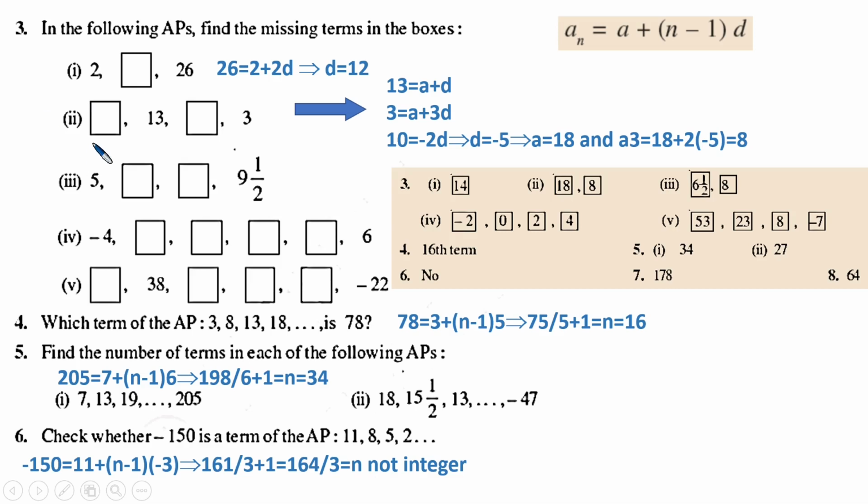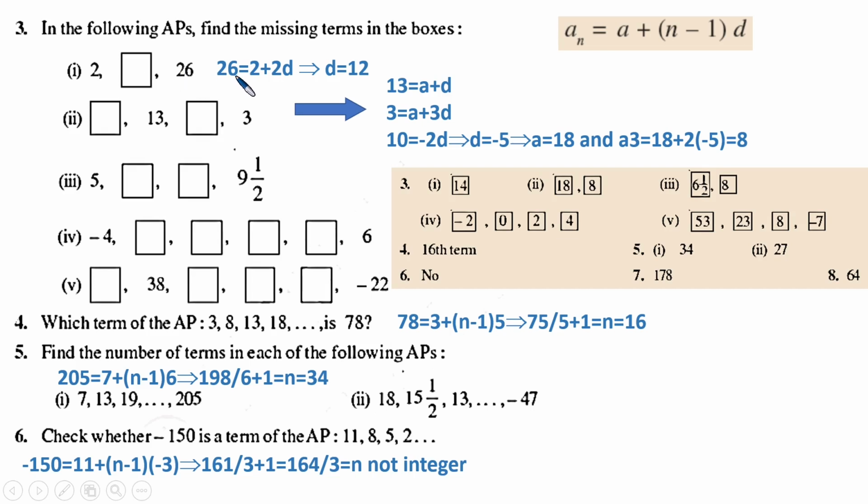This is the one. So let me go quickly because these are all based on this formula. So it's just a repetition. So anyway, for completeness sake, it is simple. In the following APs, find the missing term in the box. This is the first term and this is your second, this is your third term. You have to find the second term.